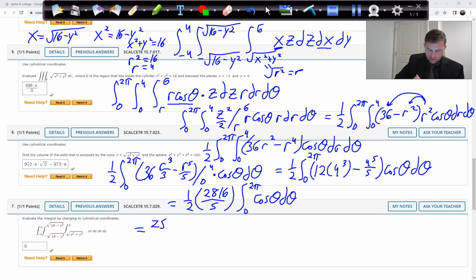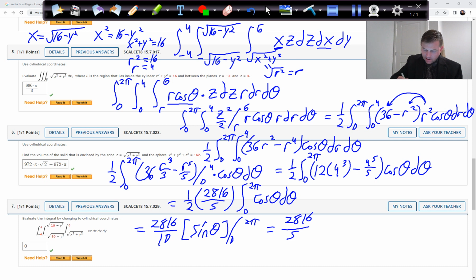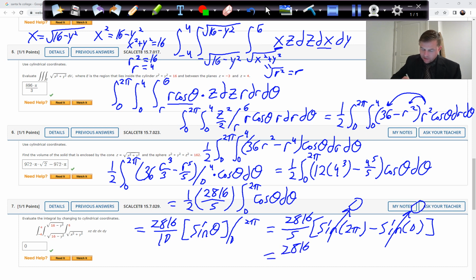This is 2816 over 10. Antiderivative of cosine is sine from 0 to 2 pi. This is 2816 over 5 times sine of 2 pi minus sine of 0. But sine of 2 pi is 0, sine of 0 is 0. So this is equal to 2816 over 5 times 0, which is 0. So the whole thing reduces to just 0.